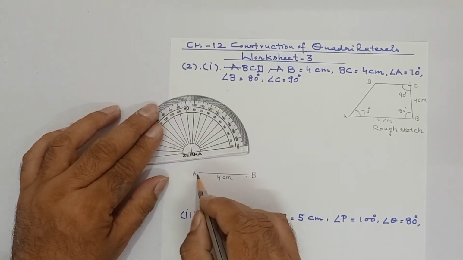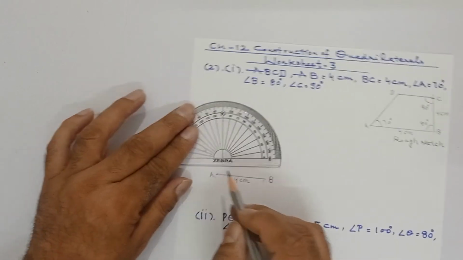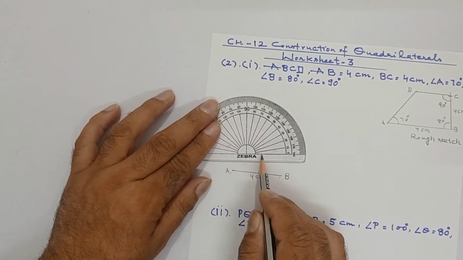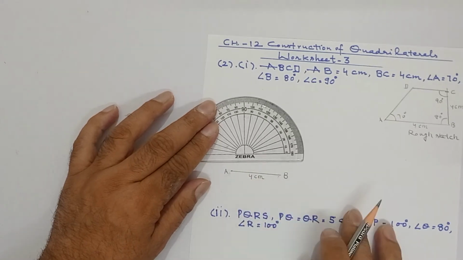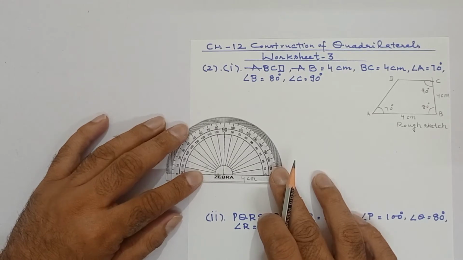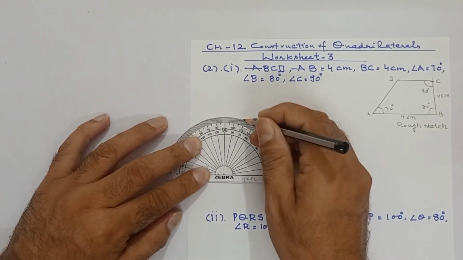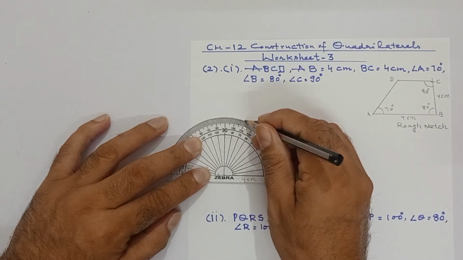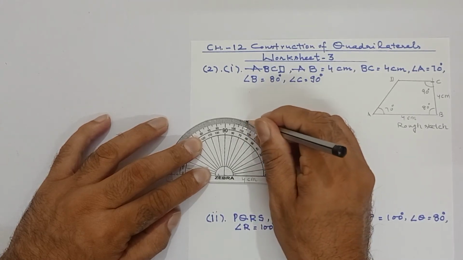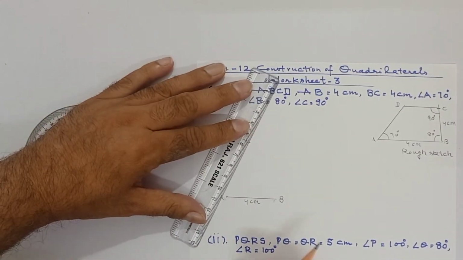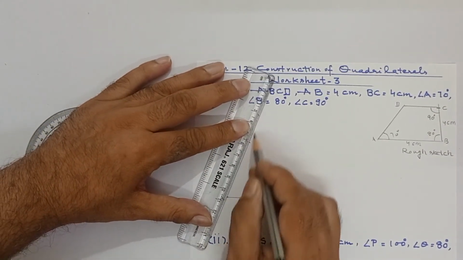I have kept the protractor. This is the dot. This protractor's dot should be here, and this line should overlap this line segment AB. So keep it properly this way. Now 70 degree is this. So you can mark a dot here on 70 degree and extend this line this way.